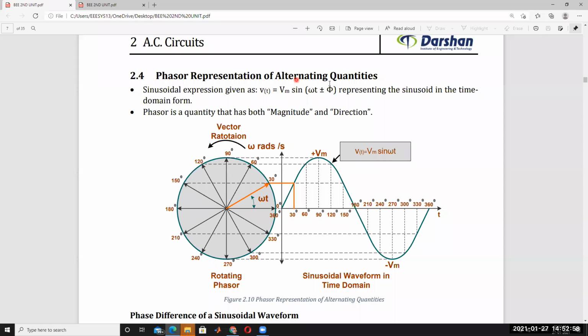Phasor representation of alternating quantities. The sinusoidal expression is given as V of t is equal to Vm sin omega t plus or minus pi, representing the sinusoidal in the time domain form. A phasor is a quantity that has both magnitude and direction.